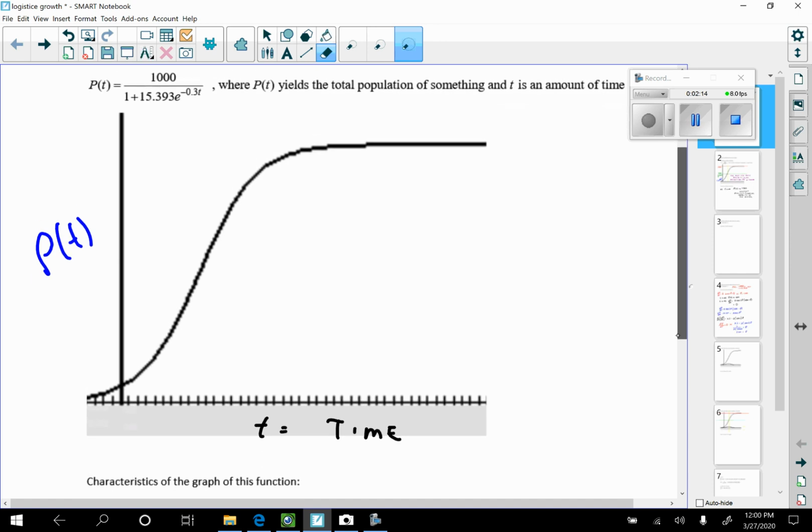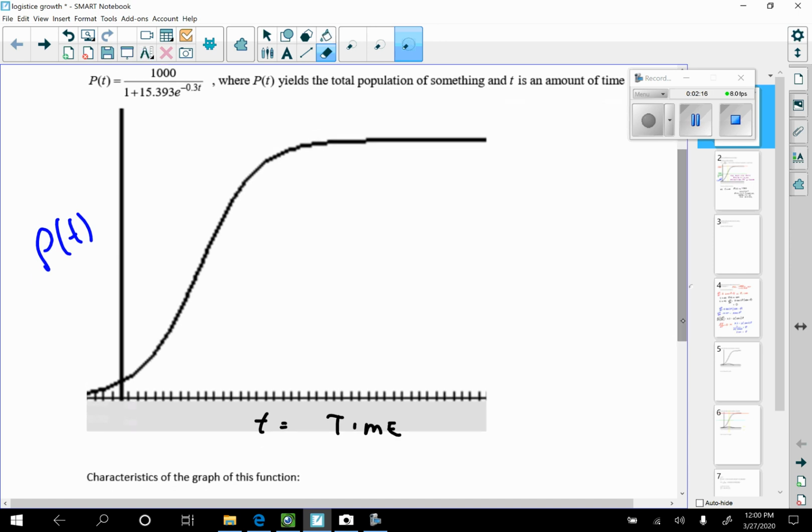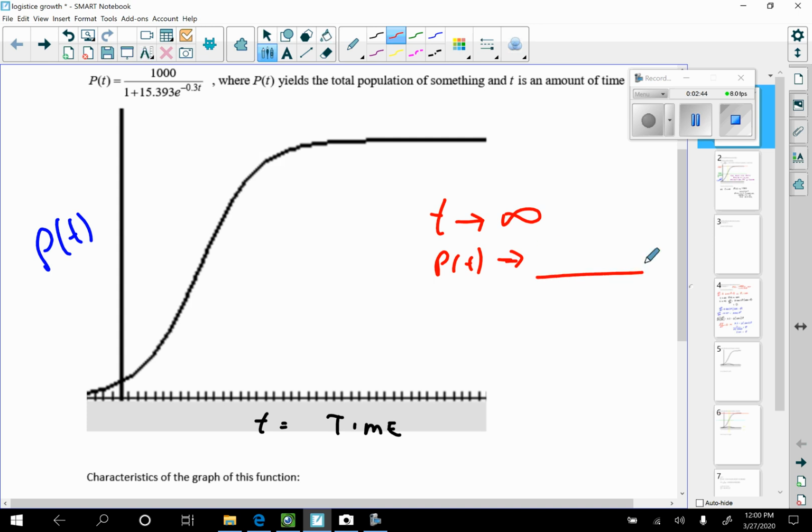Well, if I look at this, it appears that the population is going to reach a maximum amount. So let's write that down here. As t approaches infinity, if time goes on, what's happening to the population? The population is approaching some number, and we can easily figure out what population it does approach, if I look at this graph right here.